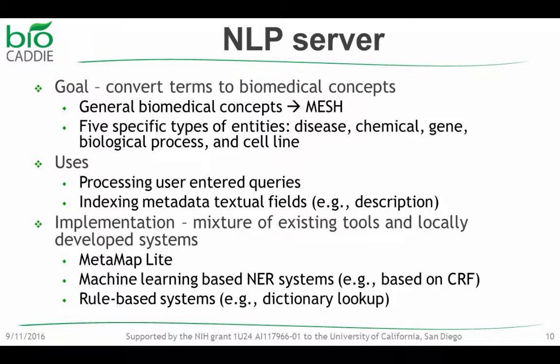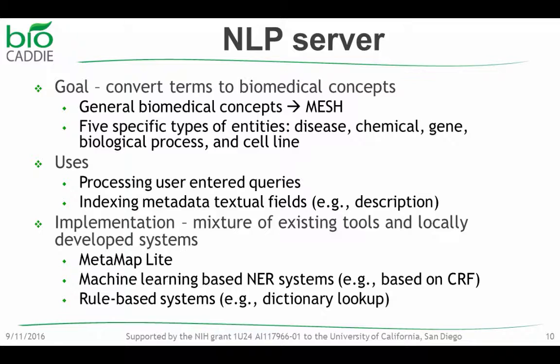So a little bit more detail about the NLP server. As I said, the goal is to extract biomedical concepts. We're doing two different types of NLP processing. One is using MeSH as a backbone, so we'll extract whatever concept is covered by MeSH, because MeSH is also used for PubMed searching, so we think it's a good fit. In addition to that, we also extract five specific types of entities: disease, chemical, gene, biological process, and cell lines, because we thought those are of particular interest to a lot of users when they search in the data sets.